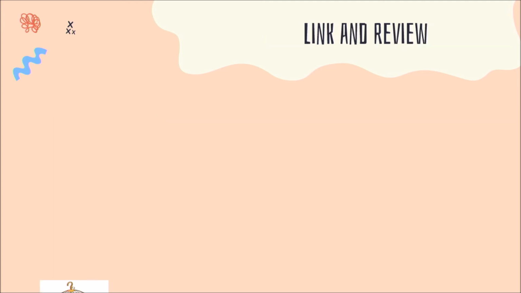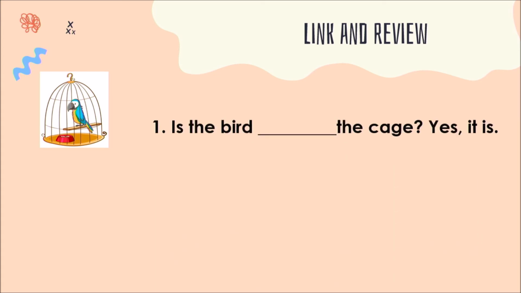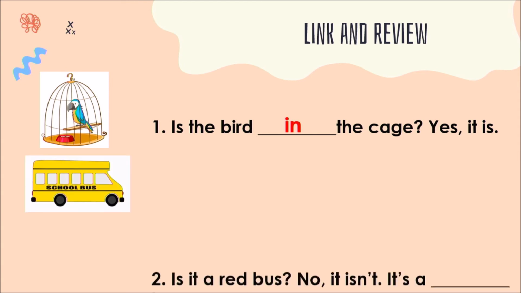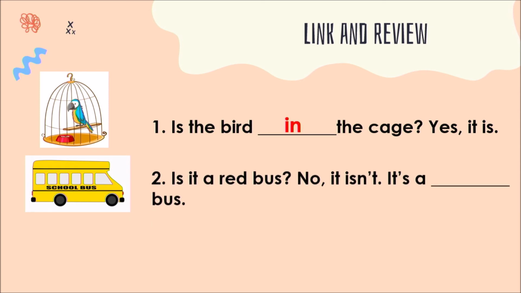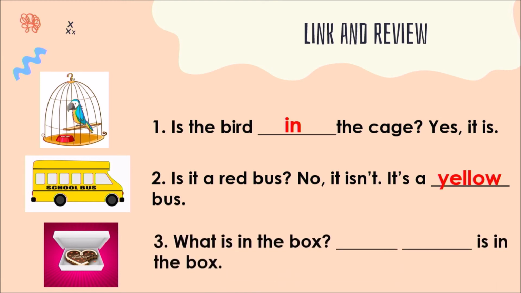Okay? Now, for our link and review, look at the first picture. Look at the position of the bird. Where is it? In, on, or under? Very good. In the cage. Yes, it is. Number 2, look at the picture. Is it a red bus? No, it isn't. It's a, what's the color? Very good. Yellow bus. How about the last picture? What is in the box? What's that? The cake is in the box.